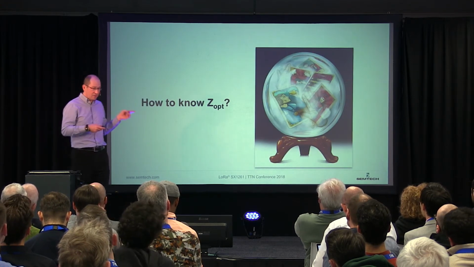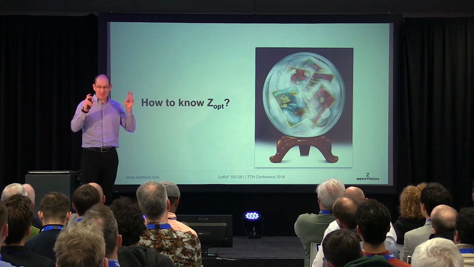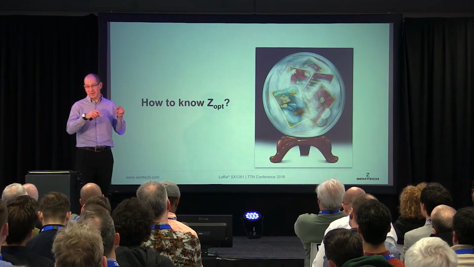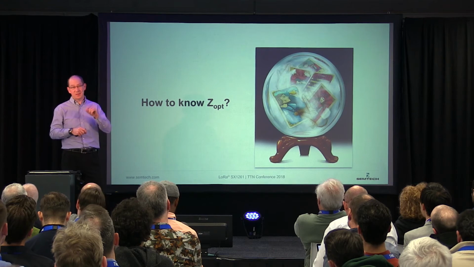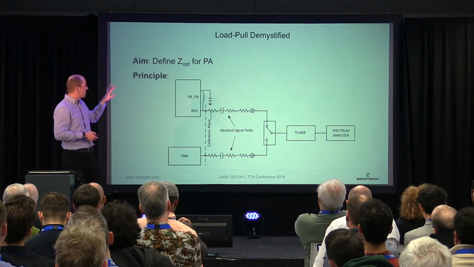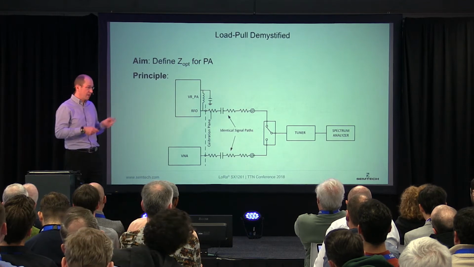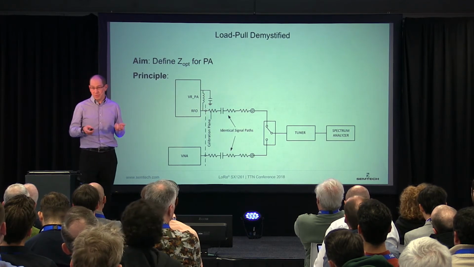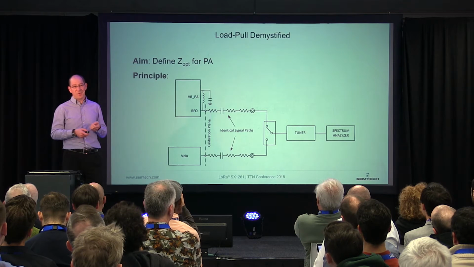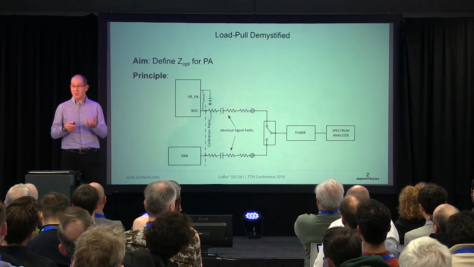One thing I haven't mentioned, or I kept the mystery on purpose, is this famous Z-opt impedance, the optimum impedance that you have to present to the PA to have the right output power and the right consumption. How do I determine this Z-opt? It's done with a, let's say, kind of mystic term called load pull. So it's a very, very basic test and easy to do, actually.